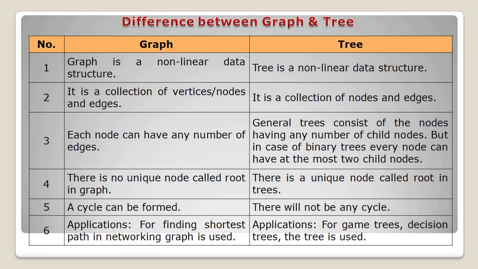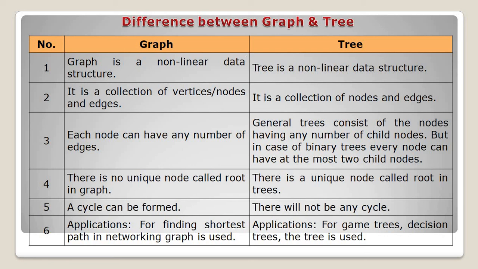like what is the difference between graph as well as tree. So first one is the graph. A graph is a non-linear data structure. A tree also we are going to be calling a non-linear data structure. In the graph it is a collection of vertices, that is we are going to be calling them nodes, as well as the edges, and in the tree also it is a collection of nodes and edges.